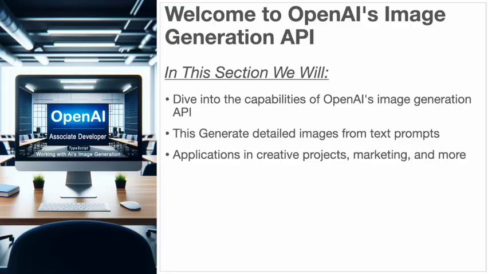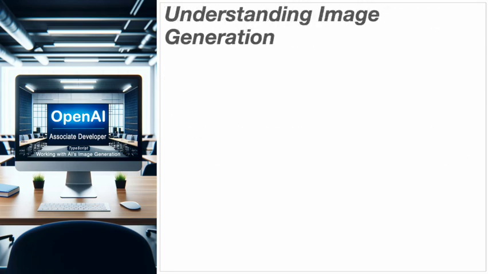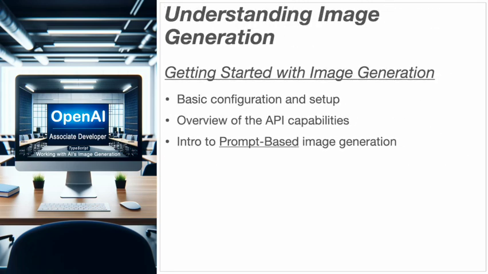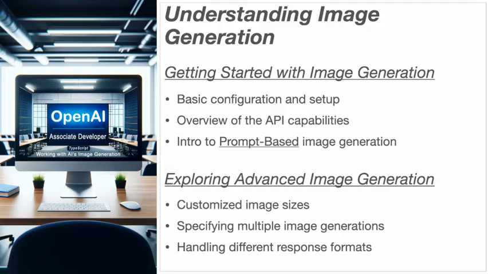You'll learn how to leverage the API to create unique images tailored to your specific needs, whether for creative projects, marketing, or any other applications where visual content is key. We will start by understanding the basic configuration and setup required to use the Image Generation API effectively. Then, from there, we will delve into more advanced features, such as customizing an image's size, specifying multiple image generations, and handling different response formats.